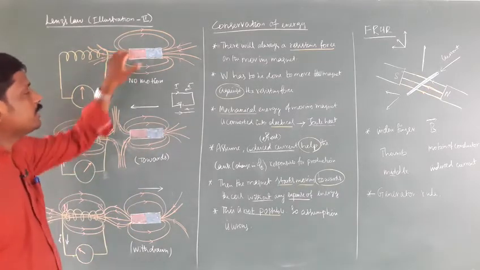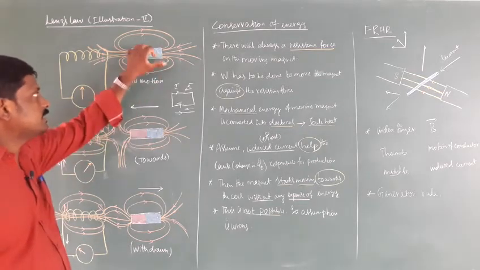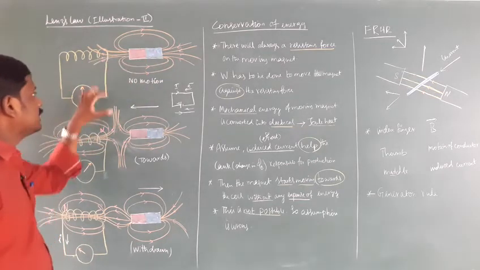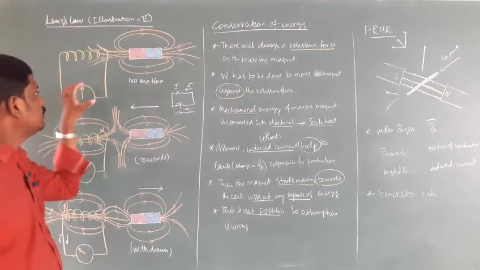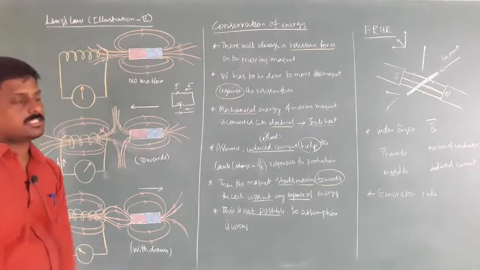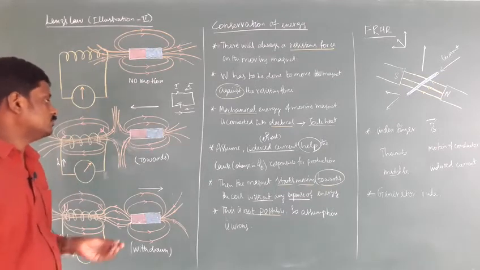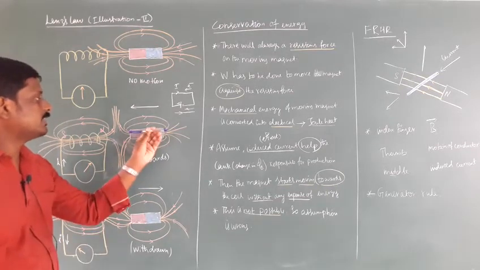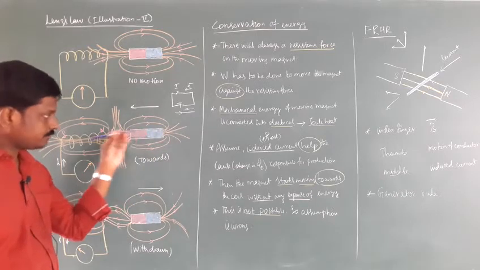Consider a bar magnet. The bar magnet is at rest, and a coil is connected with a galvanometer. Now there is no deflection, because the bar magnet is at rest. Now I am going to do one experiment: the bar magnet is moving towards the coil.